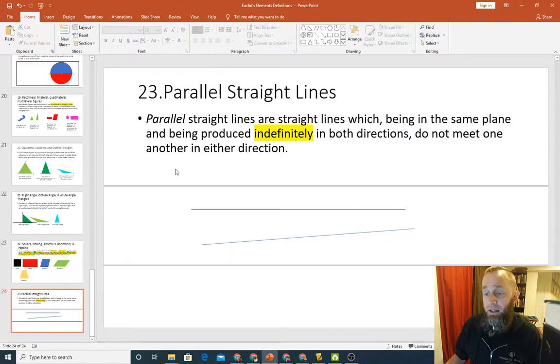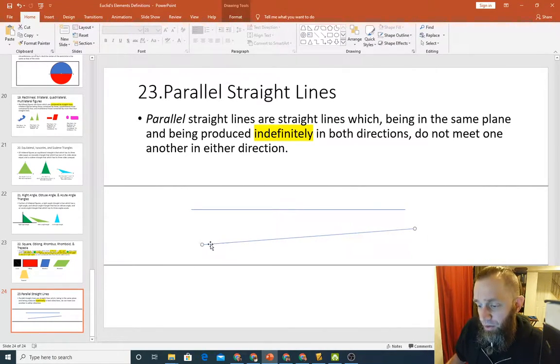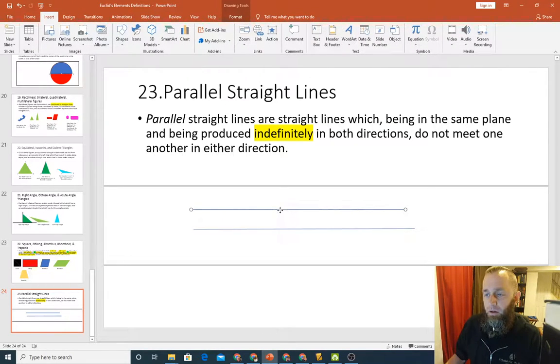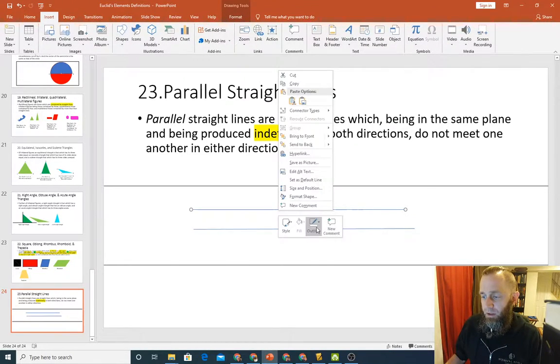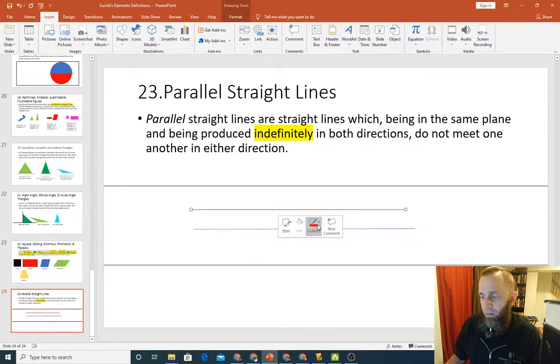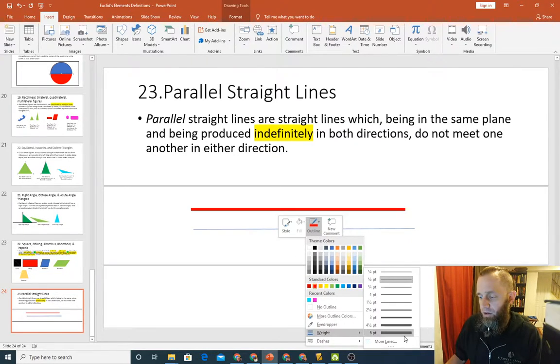Straight lines, which being in the same plane are produced indefinitely in both directions and do not meet one another in either direction. So I'm going to make these lines look the way you want them to look. Here we go. There's two lines. Let's go ahead and make it red. And let's make it thicker just so you can see it properly.